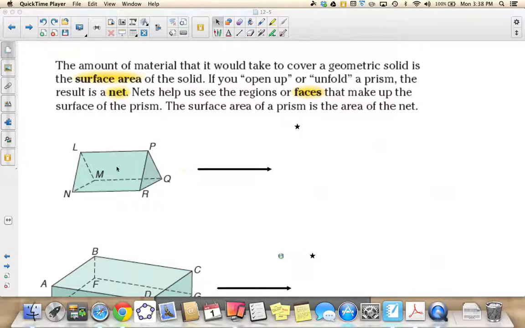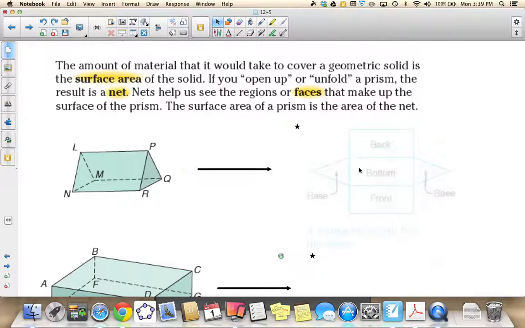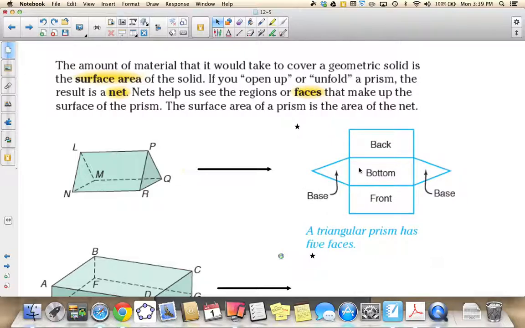Let's take a look at the triangular prism which I discussed a few seconds ago. And if I open up this particular prism, it's going to look something like this. This is now the net of my triangular prism, where you see these are the bases, and this is the back, the bottom, and the front of the prism.